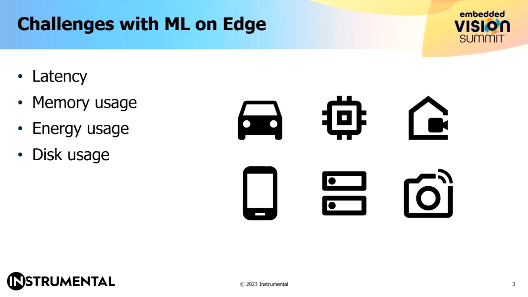So when deploying machine learning models on edge, usually there are several challenges. You probably saw it in every other presentation that we have limits on latency, memory usage, energy usage. Depending on your task, it can be different. For example, if you have a remote server or you have a mobile device, you may have more limitations on energy versus latency and so on.